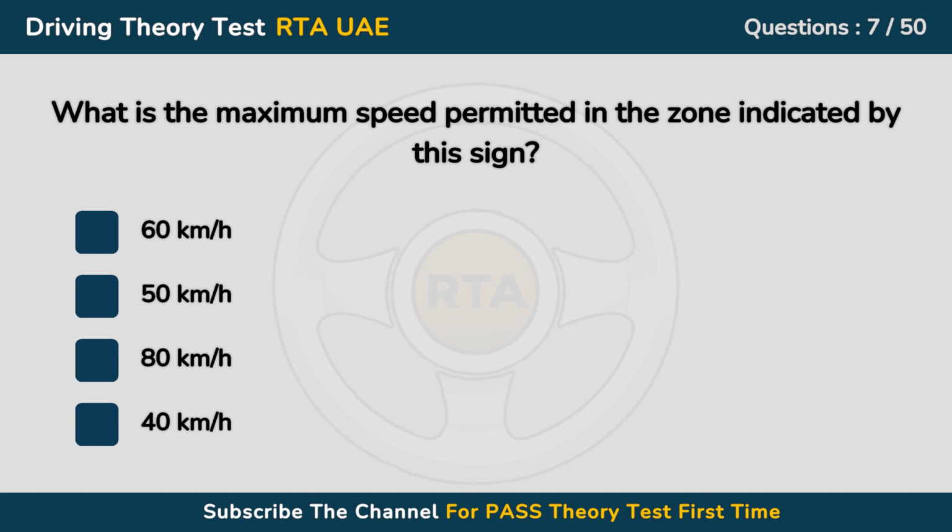A. 60 km per hour. B. 50 km per hour. C. 80 km per hour. D. 40 km per hour.